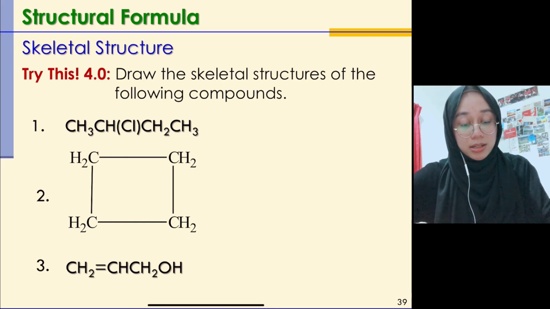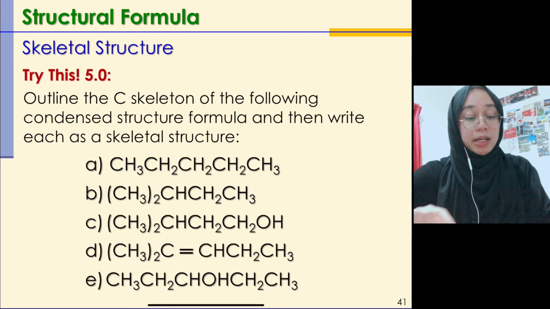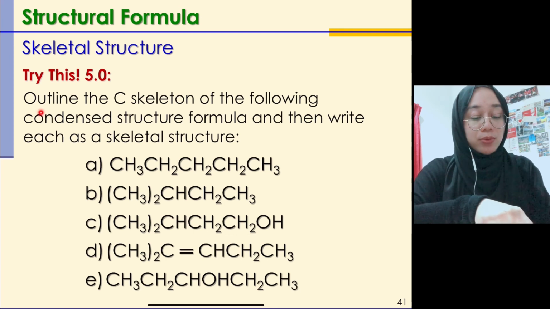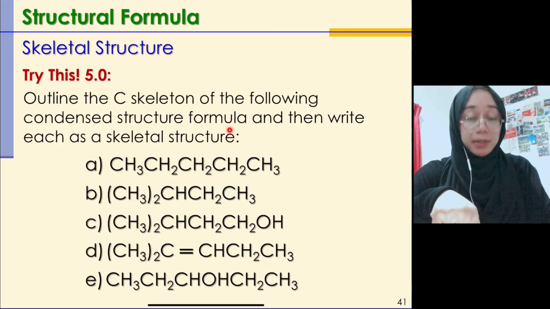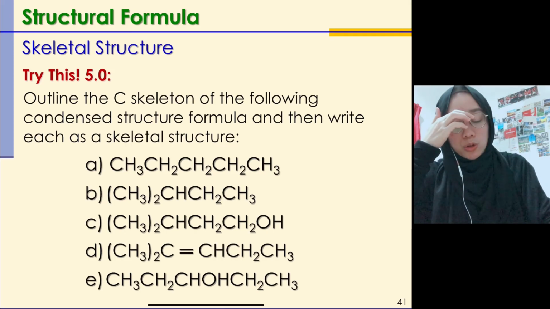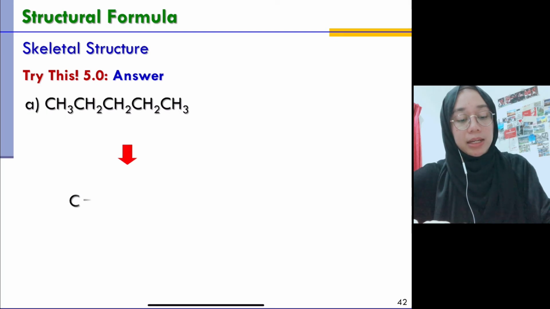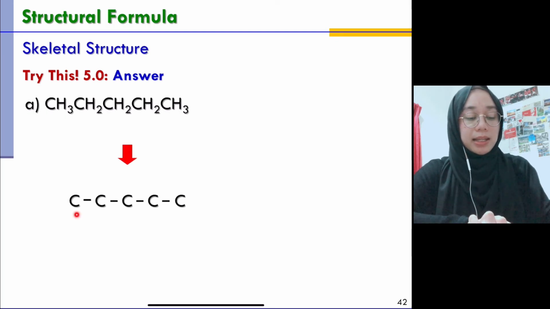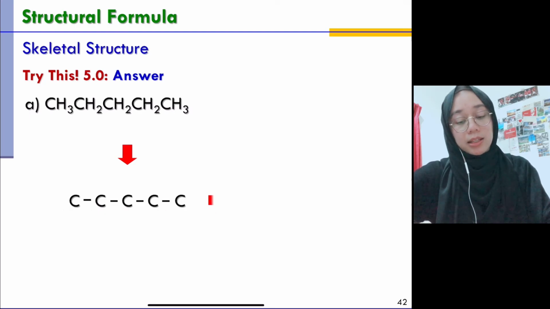And then, you can also try this. Tapi, try this 5.0 ni, ada dia minta 2 benda. The first one adalah dia minta outline the carbon skeleton of the following condensed structure dahulu. Lepas tu baru kamu kena convert dia jadi skeletal structure. So untuk soalan A, Miss tunjuk contoh dahululah. Okay. So for example soalan A ni ada 5 carbon. Jadi tulis dahulu carbon skeleton dia. Okay. So tunjuk dahulu carbon skeleton yang macam ni. Lepas tu barulah kamu convert dia jadi skeletal structure.